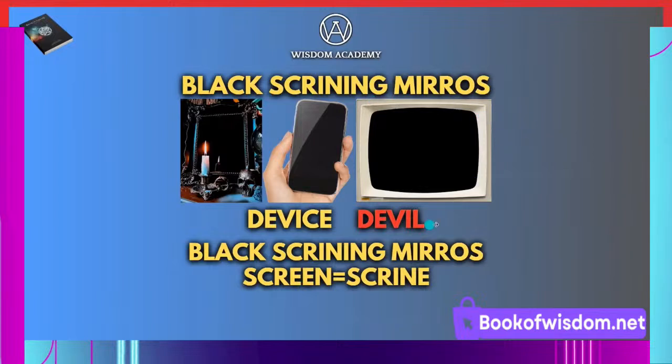Black scrying mirrors. Device, the devil's vice. The device. Okay? Black scrying mirrors, black screen. Screen is scrying. Black scrying mirrors were used to communicate with spirits within the astral plane in medieval times. They're still being used now, the black obsidian mirrors. And look at your phone, it's a black mirror.